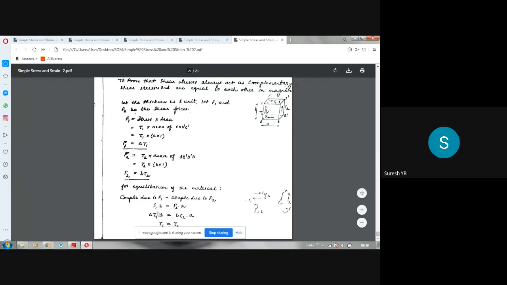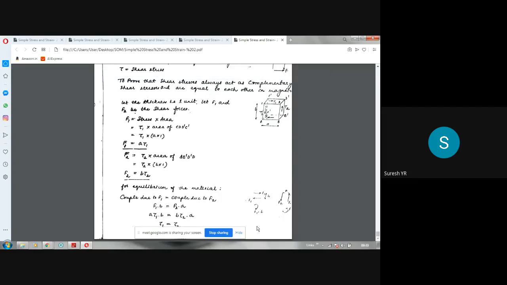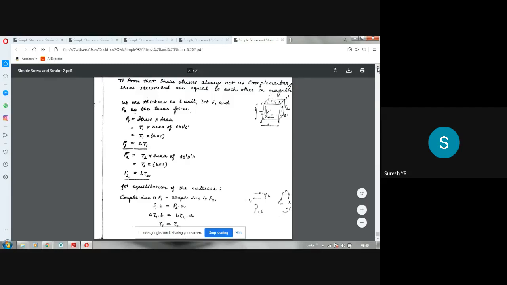If you equate these two, substitute for F1 and F2, and simplify, A into B will get cancelled. You will get tau 1 is equal to tau 2. So it is a very simple proof. In the case of pure shear, the shear stresses are complementary to each other. Complementary means they will be equal. That is the meaning of complementary.